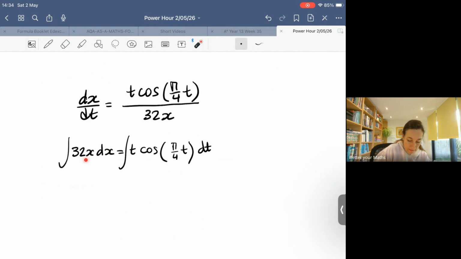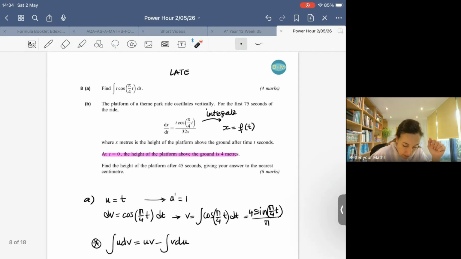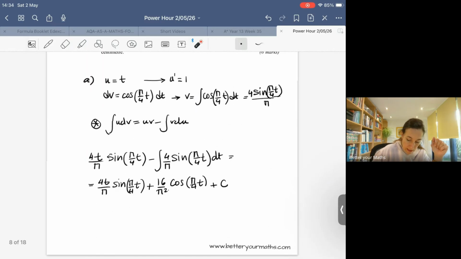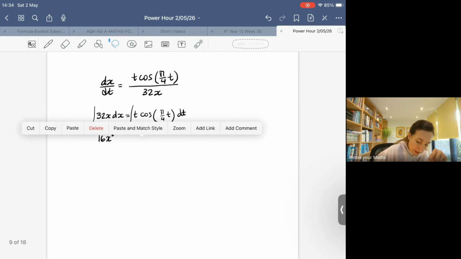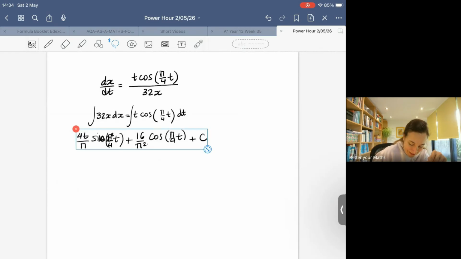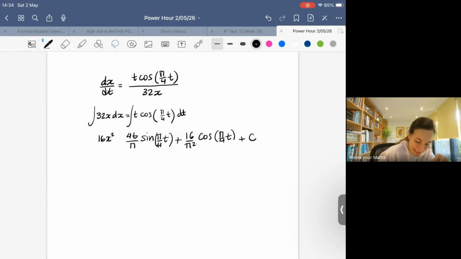The left one is going to be 32x squared divided by 2, so 16x squared. I'm just canceling the coefficients. And then this one is precisely the one that we integrated before, so I'm just going to copy what I have here. You say you got the same that I did, no? Don't tell me in 10 minutes that there is something wrong there. So that is your function.